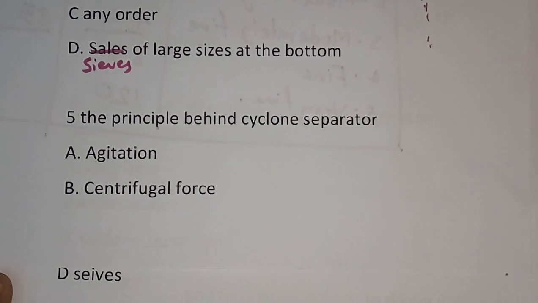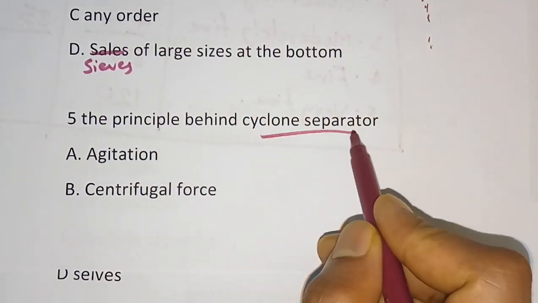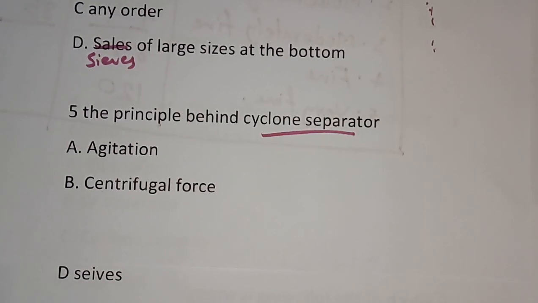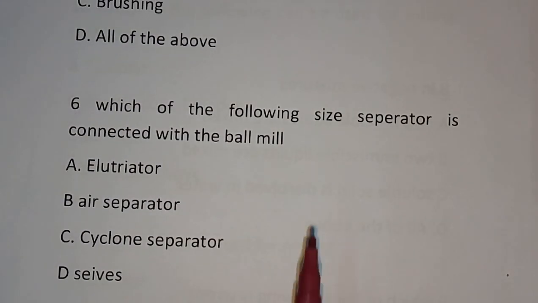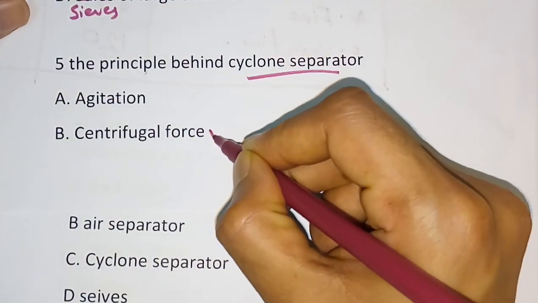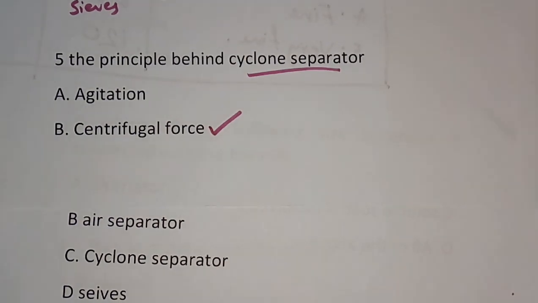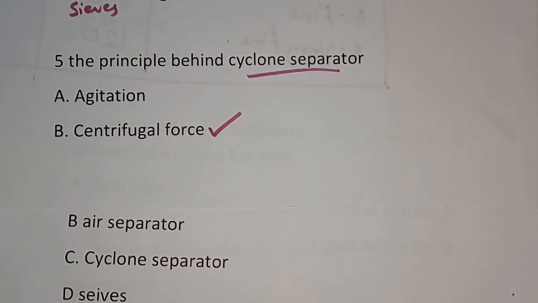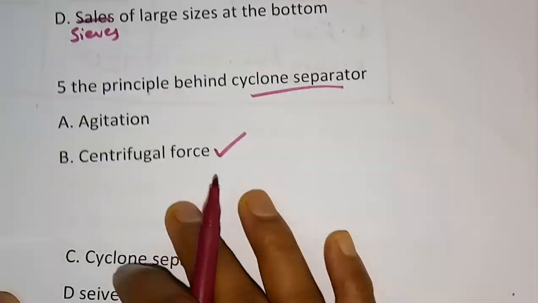The principle behind the cyclone separator. This is also another method for size separation. Options are agitation, centrifugal force, brushing, all of the above. The correct answer is centrifugal force. The cyclone separator works on the basis of centrifugal force.